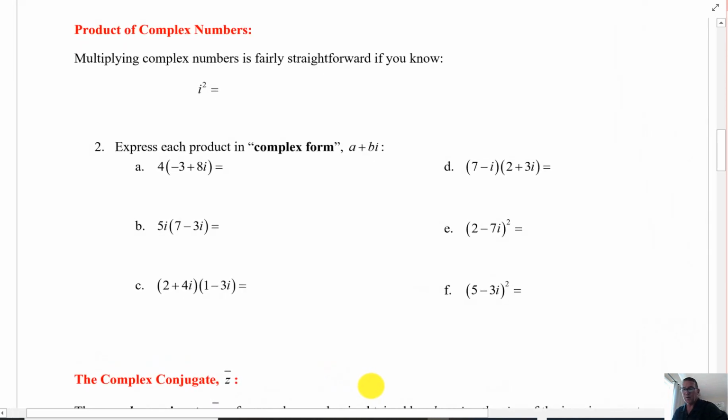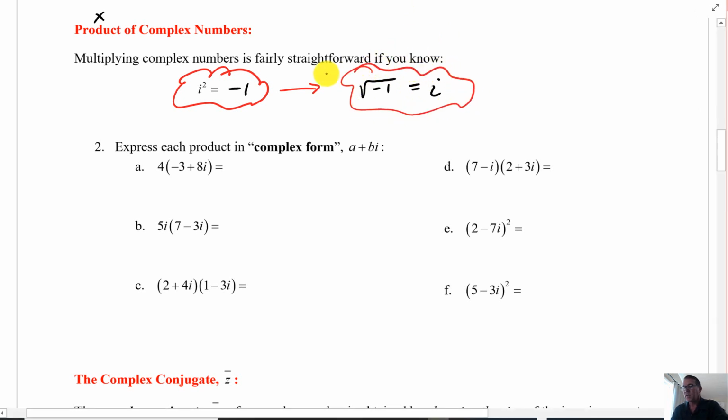Okay, now let's switch to products. Okay, products of complex numbers. Product means you multiply, obviously. All right, and what you need to know when you multiply is what i squared is equal to, and i squared is equal to negative 1 by definition. Okay, so we better highlight this right here. i squared is equal to negative 1, and if you square root both sides, some of you might know it as this right here. The square root of negative 1 is equal to i. Okay, so either one, they're the same thing.